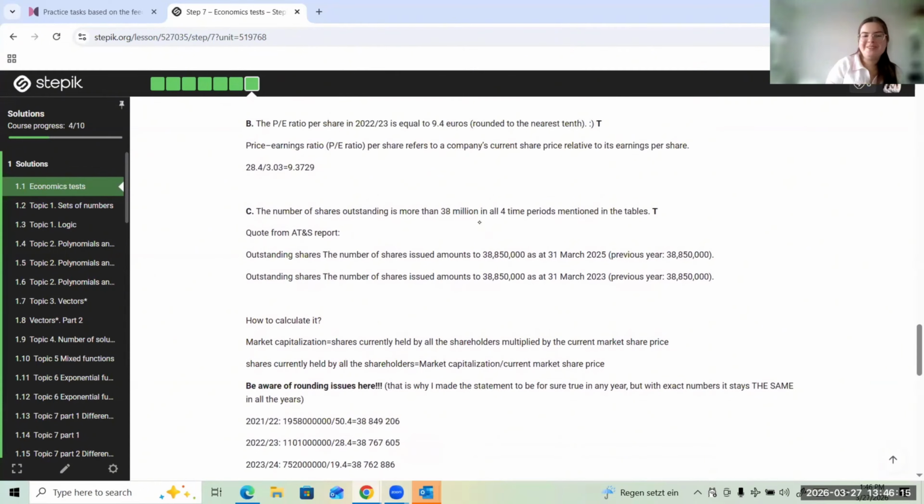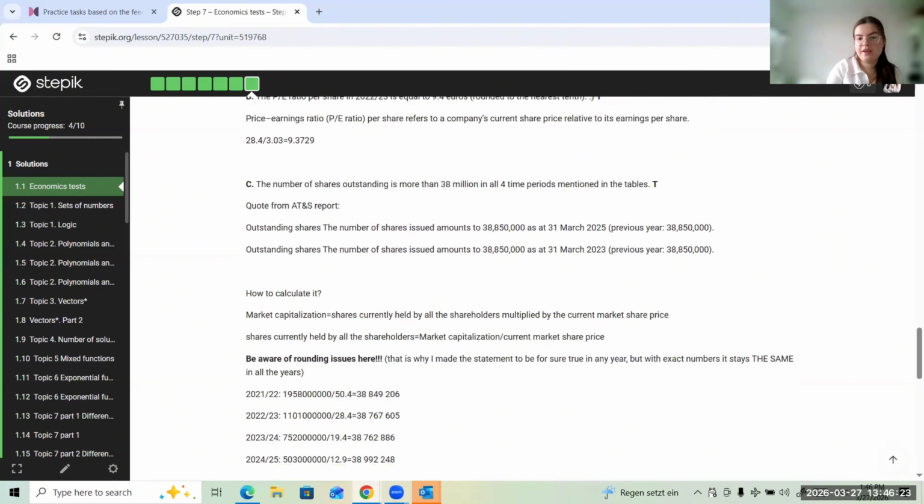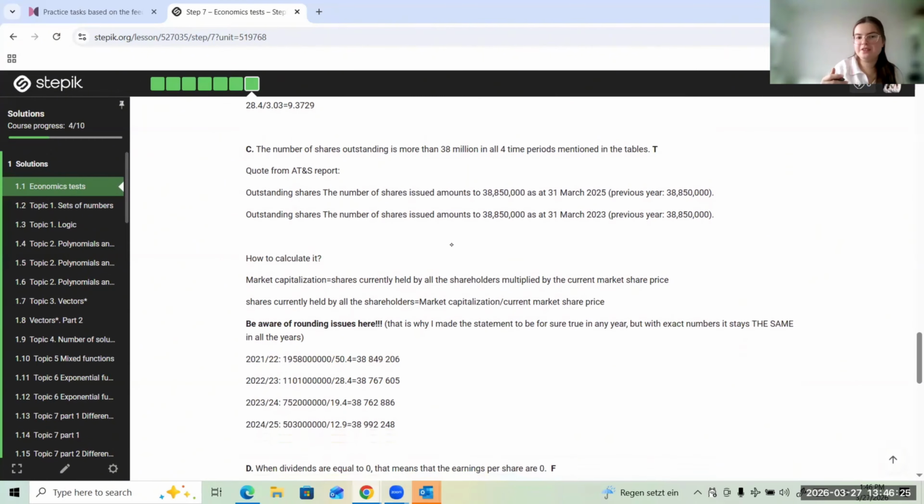The number, and the statement is actually a bit tricky. So the number of shares outstanding is more than 30 million in all 4 time periods mentioned in the table. Fun fact, number of shares outstanding is always the same. That's what you initially went to the market for, and you kind of sold. This is the usual case, right?